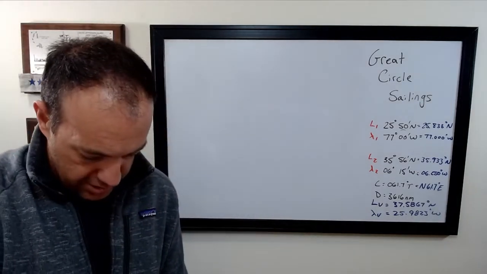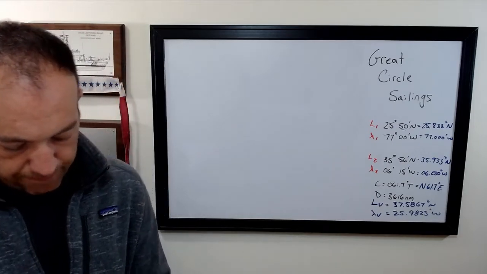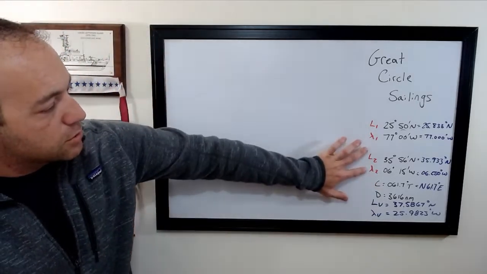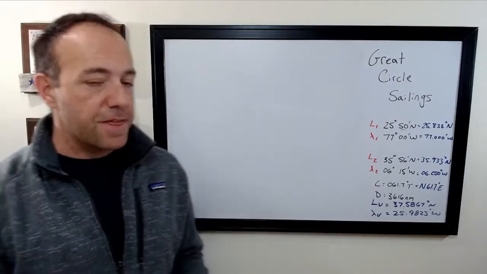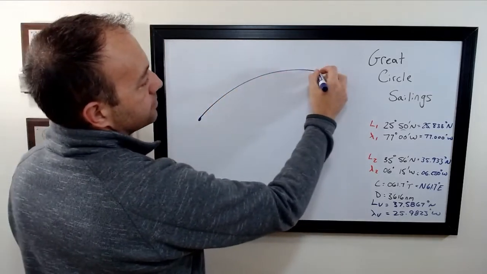I think this was, yeah, good. So we got our latitude and longitude of the vertex. We got our two positions. We got our course and distance. You might think that's everything that's out there, right? Well, there's more that the Coast Guard can ask you.